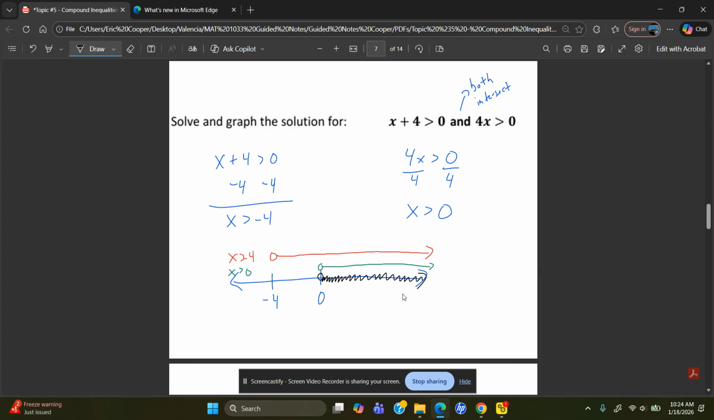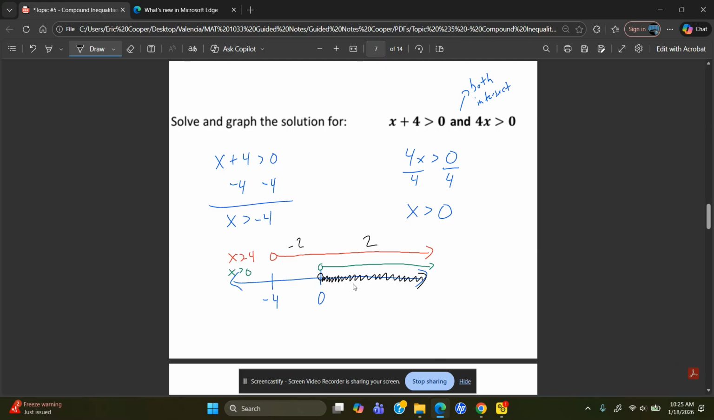If a number is bigger than 0, sometimes it's bigger than -4. So when you think about it logically, if I picked, for example, -2, -2 would be bigger than -4, but it would not be bigger than 0. Whereas if I pick +2, 2 would be bigger than -4, and 2 would be bigger than 0. So the black part here is what I would use as my solution.